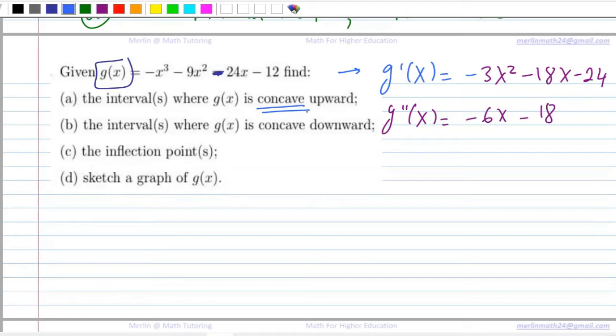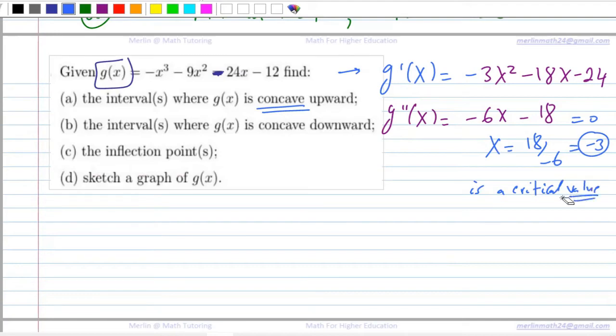To figure out the concavity, you should get the critical values. So you put the second derivative equal to 0 and solve for x. So x would be 18 over minus 6, which is minus 3. That is a critical value. Critical, in a sense, means it may admit an inflection point. For that reason, we say critical. Critical, in a sense, is like of importance. It has a value, I mean, okay?